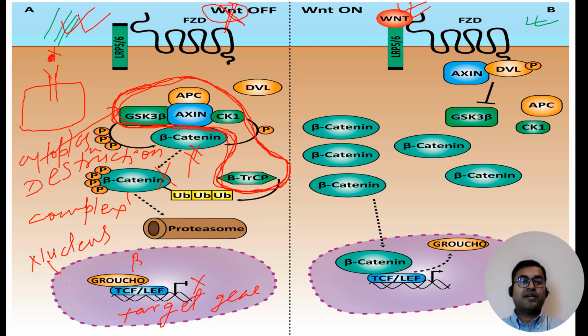Now how is this beta-Catenin destroyed? This beta-Catenin is destroyed by the GSK3 beta component of the destruction complex. GSK3 beta is glycogen synthase kinase 3 beta, and since this is a kinase, it has the capability to add a phosphate group to the beta-Catenin.